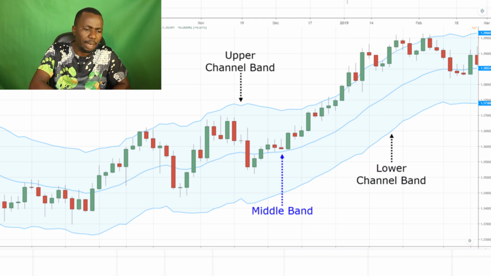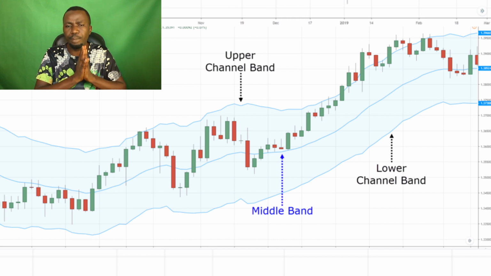So when the price is above the middle line, you are only looking to buy, and when the price is below the middle line, you are only looking to sell. When the price is in an uptrend, don't ever place a sell trade at the upper channel, and when the price is in a downtrend, don't ever place a buy trade at the lower channel. Where you're expected to place your trade is at the middle line, which now acts as a support and resistance level during an uptrend. I hope you understand what I'm talking about.